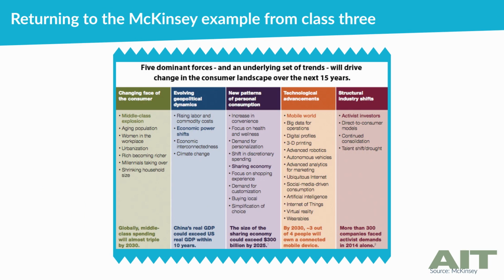So let's return to the example from class number 2, which was taken from McKinsey, okay? One of the things we looked at was, remember, we went through those different trends and categorized them. McKinsey categorized them into 5 big areas: consumer, geopolitics, the way that consumption is changing, technology, and specifically around industry, right? Every one of those little tiny trends was put into those 5 categories, and then it was put into this diagram.